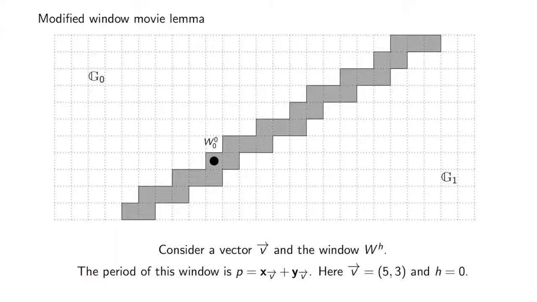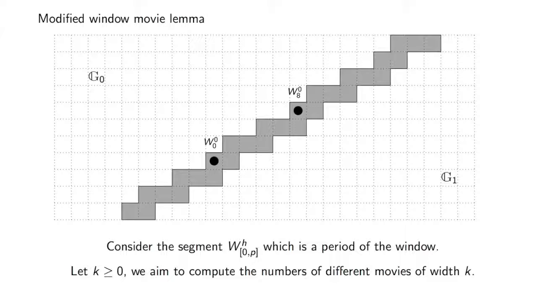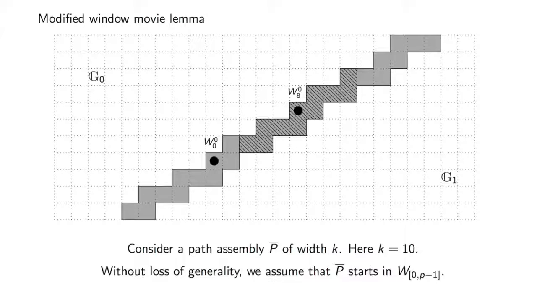Now, we give a more practical statement of the window movie lemma. Consider the example of the previous video. We use a vector v of coordinates (5, 3) and we consider the window of height 0. This window is in gray. The period p of this window is 8. Consider a period of this window. Now, consider an integer k.